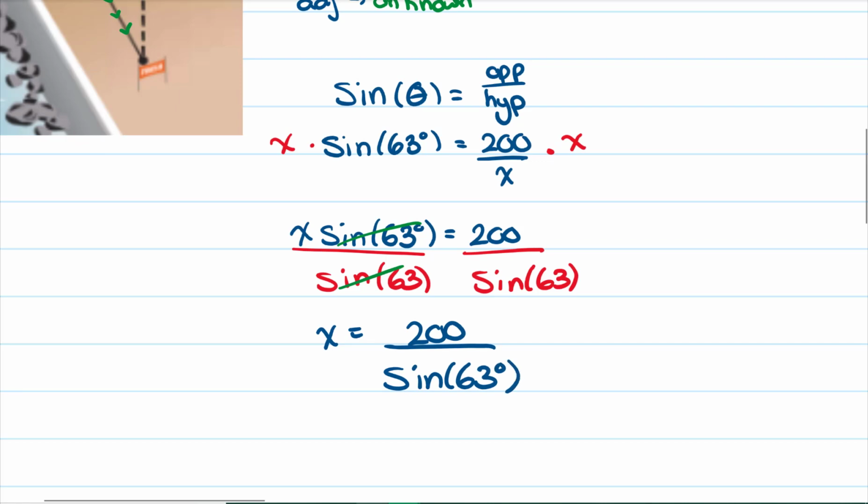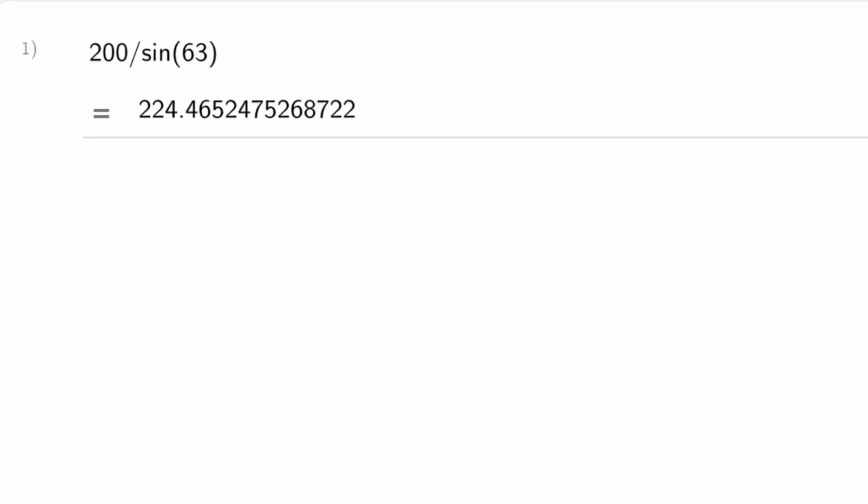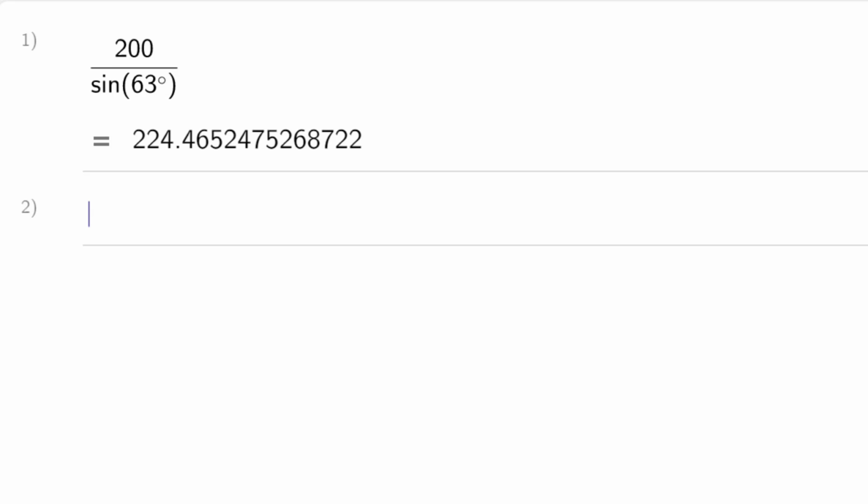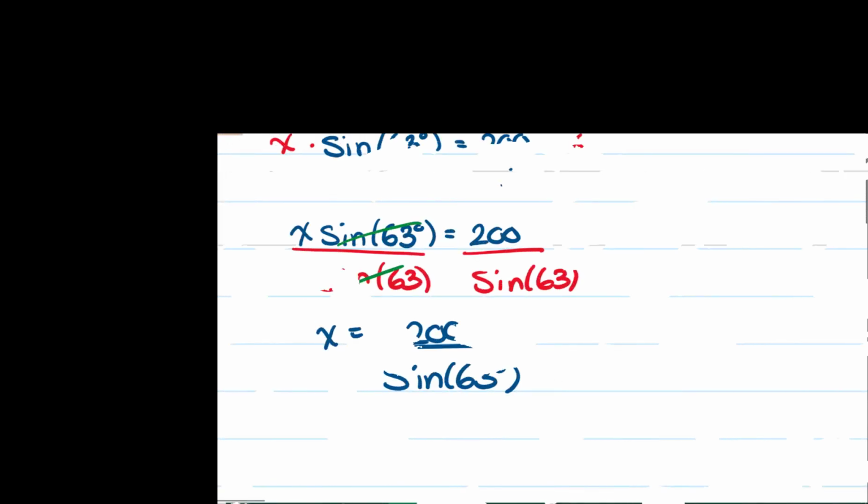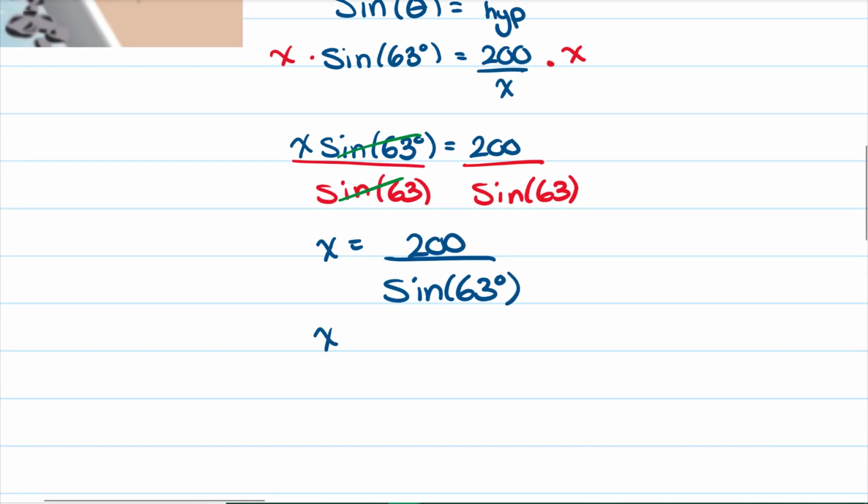And now all I have to do is put that in my calculator. So we have 200 divided by sine of 63, and I get 224.46. So x is approximately 224.46, and we're going to round to the nearest tenth. So I get x is approximately 224.5 feet.